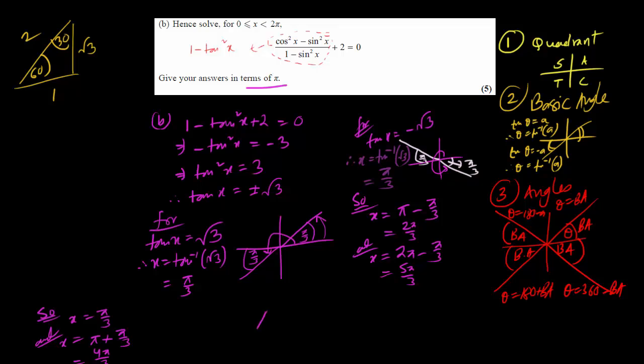So now we have to write down the answer. Since the range is from 0 to 2 pi, the answers would be x equals pi by 3, then we have 2 pi by 3, then we have 4 pi by 3, and then we have 5 pi by 3. I'm arranging from smallest to largest.